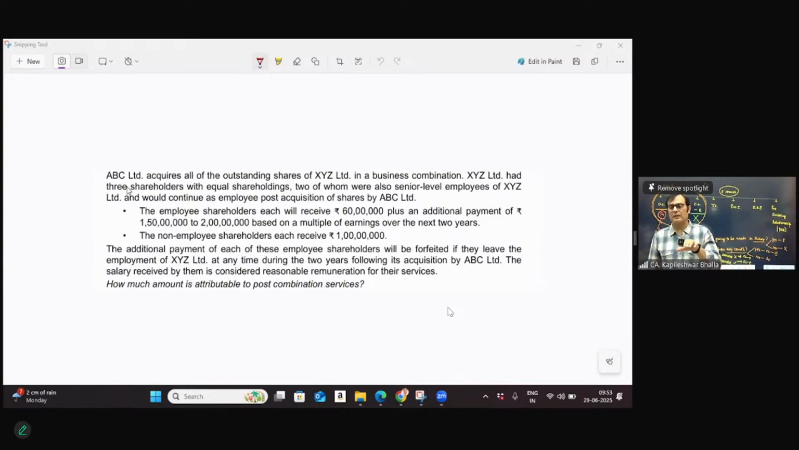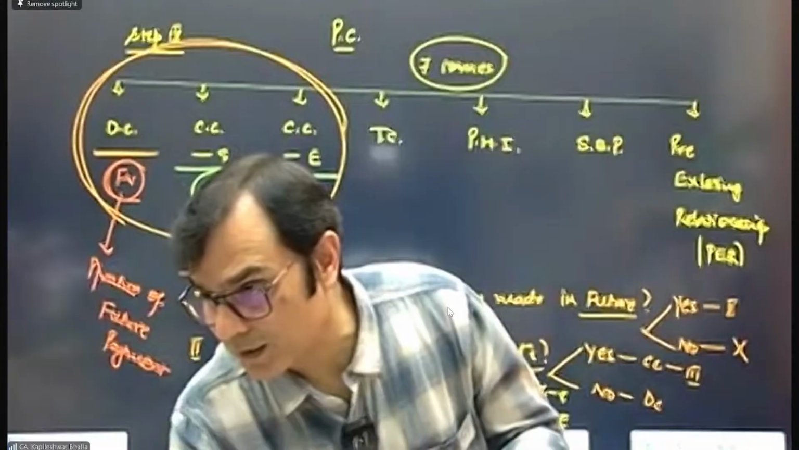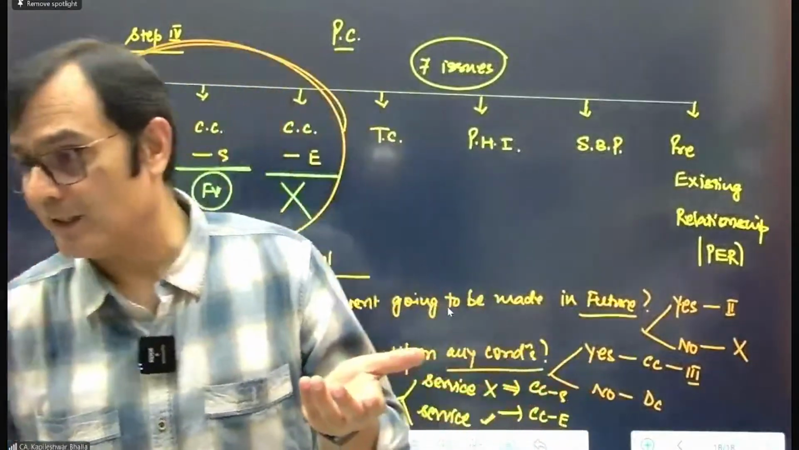And then the non-employee shareholders are receiving 100 lakhs of payment. Is that a part of PC? Yes, sir, that is a part of PC because it is not based on any ifs and buts. Any payment which is given without any ifs and buts, of course, paid today, is a part of the purchase consideration. I hope with this we become more clear on CC, DC, and other factors.